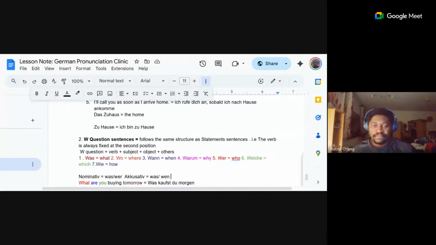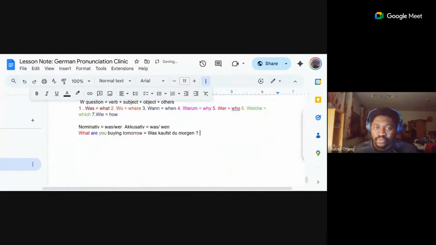Okay. So, was kaufst du morgen? What are you buying tomorrow? So the what here is the accusative, and du is the nominative, the subject. Nominative is the subject, accusative is the direct object, then the indirect object is the dative case. But in this sentence there's no dative, just a nominative subject and an accusative. So if I'm answering, I am buying the apple, what will it be?